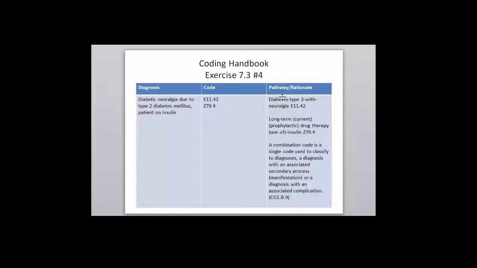When I say pathway, this is what we're looking at. When I say rationale, this is what I'm looking at. In this case, it was a guideline. It could have been an instructional note or something like that.